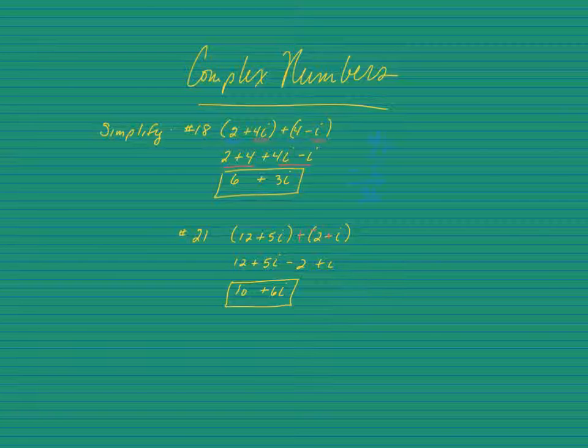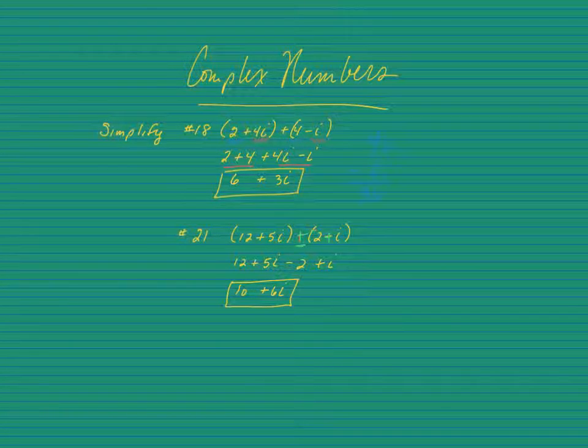Now looking at number 21, we had 12 plus 5i minus 2 minus i. And when combining these, I wanted to create the addition, and then by multiplying that times a negative, I multiply everything times a negative. So it went from a minus to a plus. This went from positive 2 to negative 2, and this went from minus i to a positive i.